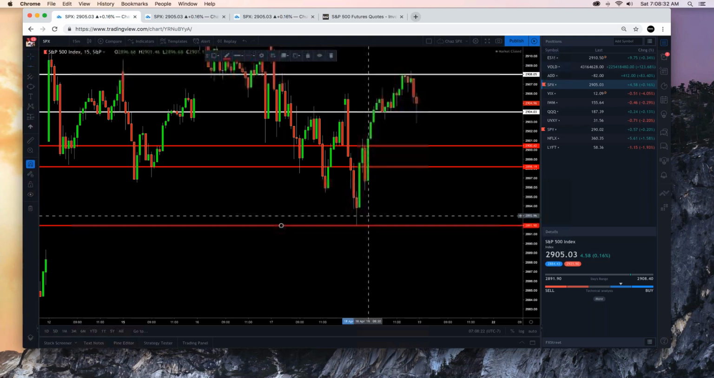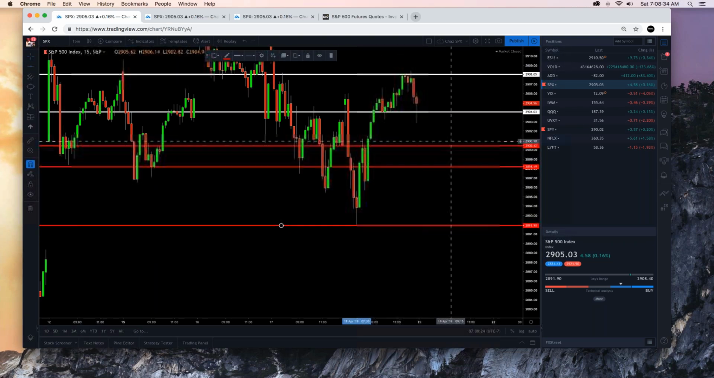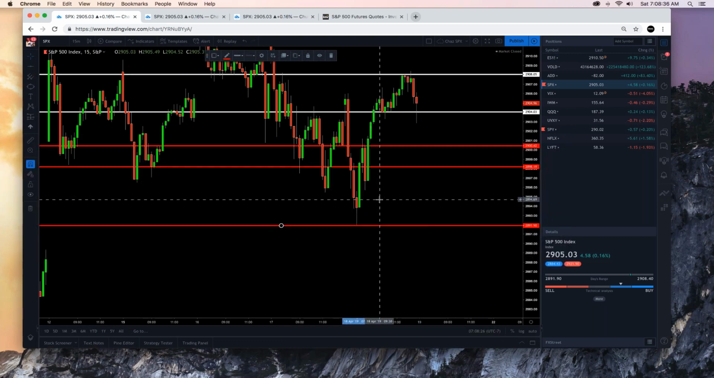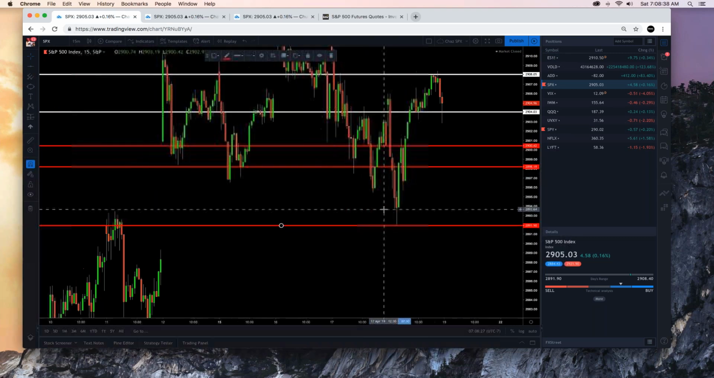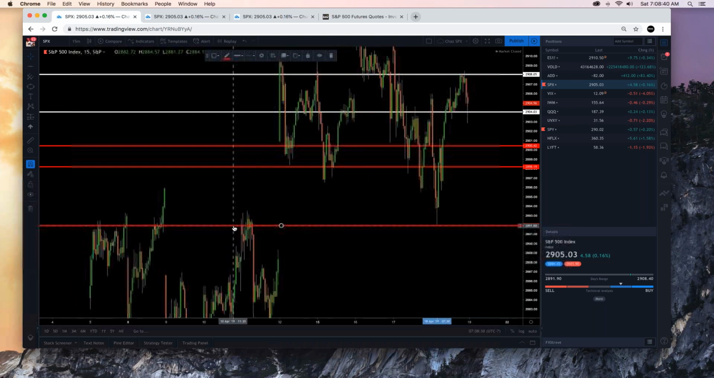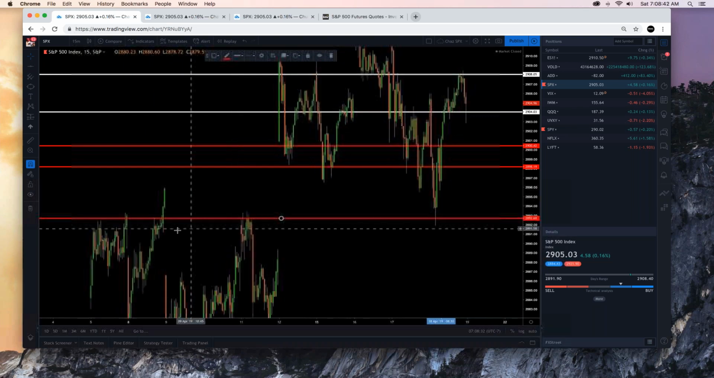But if we're scalping, we can draw levels in between that, because that's a 6-point range. Yeah. Obviously, yes. Yes, this level, yeah. This level right here. Trey, yeah.